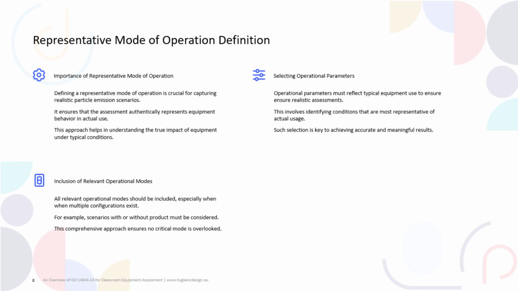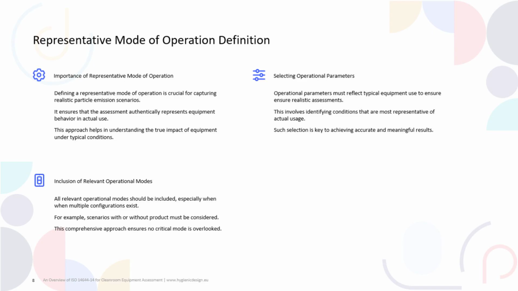The representative mode of operation is essential for accurately capturing particle emission scenarios. By defining it clearly, we ensure that our assessment truly reflects how the equipment behaves during actual use. This approach allows us to understand the real impact of the equipment under typical operating conditions.